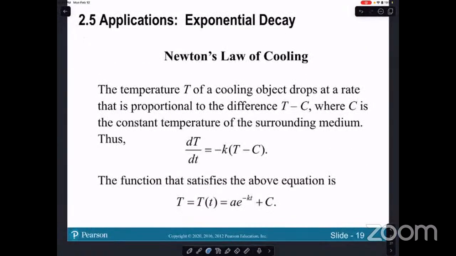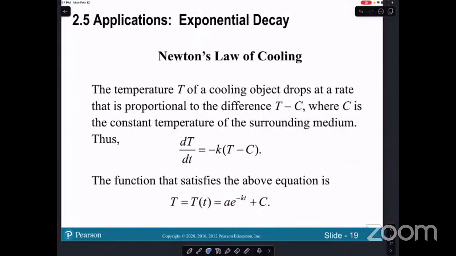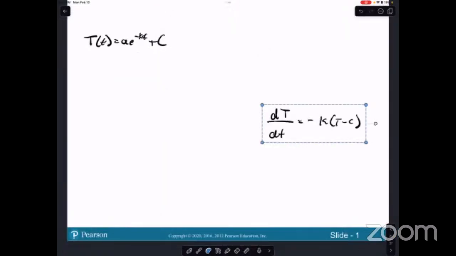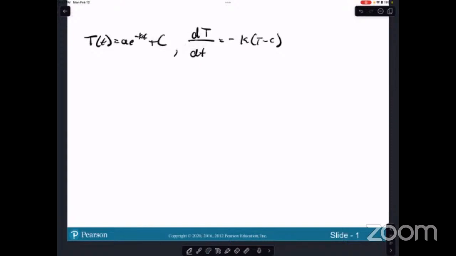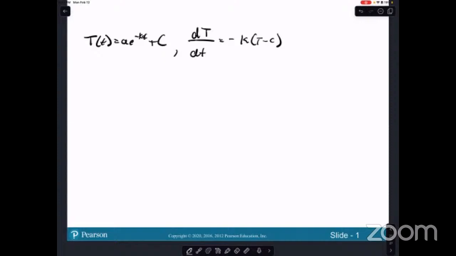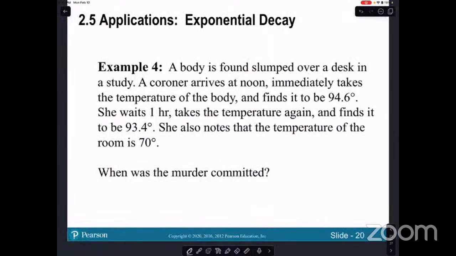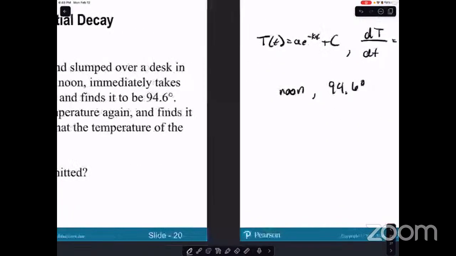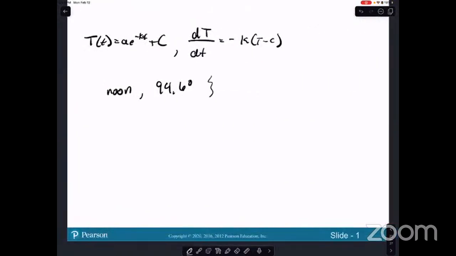I think with this one, dT/dt equals negative k times T minus C. I have an idea for this, but we'll check it out. Let me cut this. Okay, and let's paste. All right. So they also gave us some information. They arrive at noon and the temperature is 94.6 degrees. And then at 1 p.m., it's 93.4 degrees.